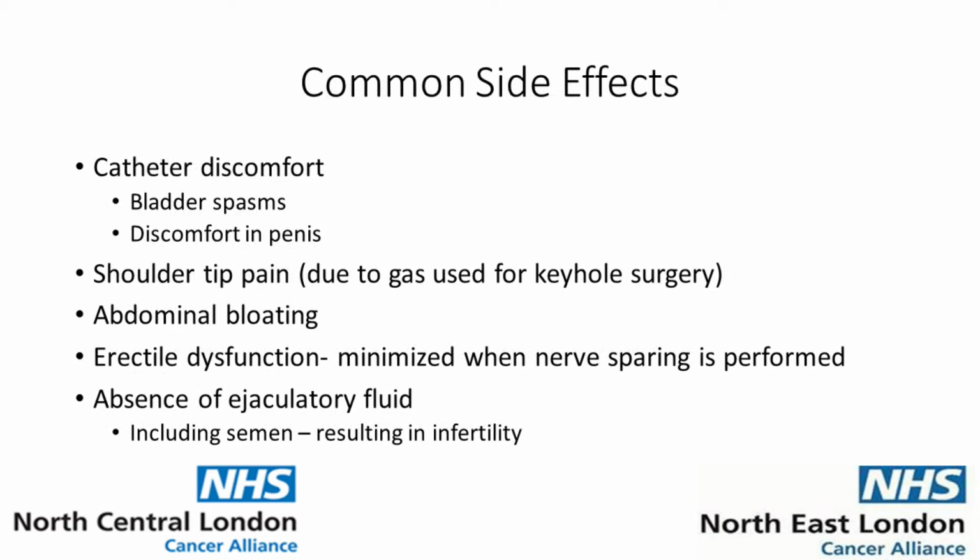With regards to side effects, there can be catheter discomfort and discomfort in the penis. Some men get shoulder tip pain as the abdomen is blown up using gas during the operation to allow the surgeon to have a better view. This is removed after the operation, but you can get referred shoulder pain, abdominal bloating, erectile dysfunction, and you will have an absence of ejaculatory fluid, including semen, so you will be infertile following this. If any men want to save their sperm, they should let us know and we can arrange that.